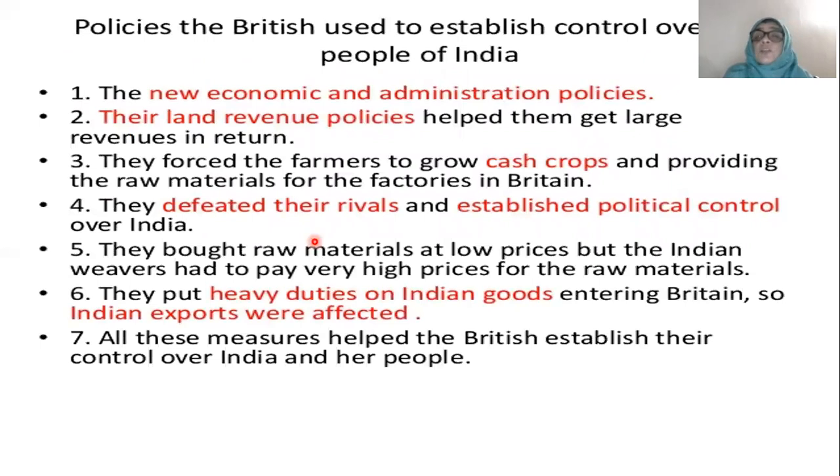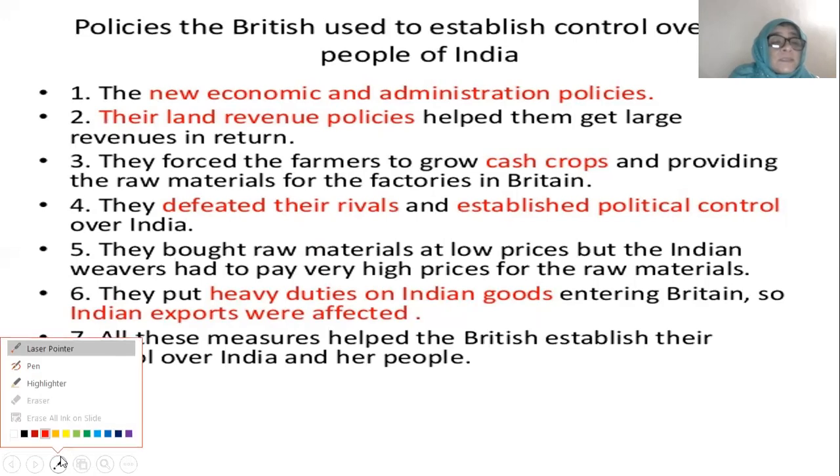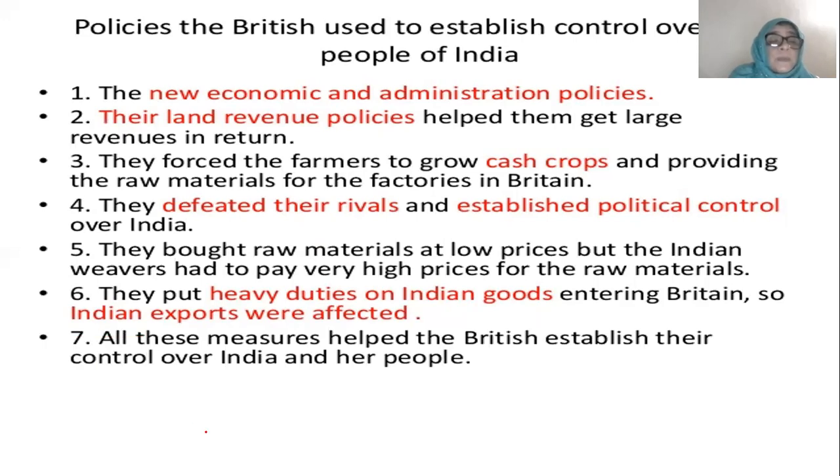The policies the British used to establish control over the people of India: how were they able to control through new economic and administrative policies? It was very easy for them. They introduced new systems, new economic policies which were beneficial. So people in the beginning were happy. Some were happy, some were not. And the administrative policies, they said, let me write the word here: to be anglicized.